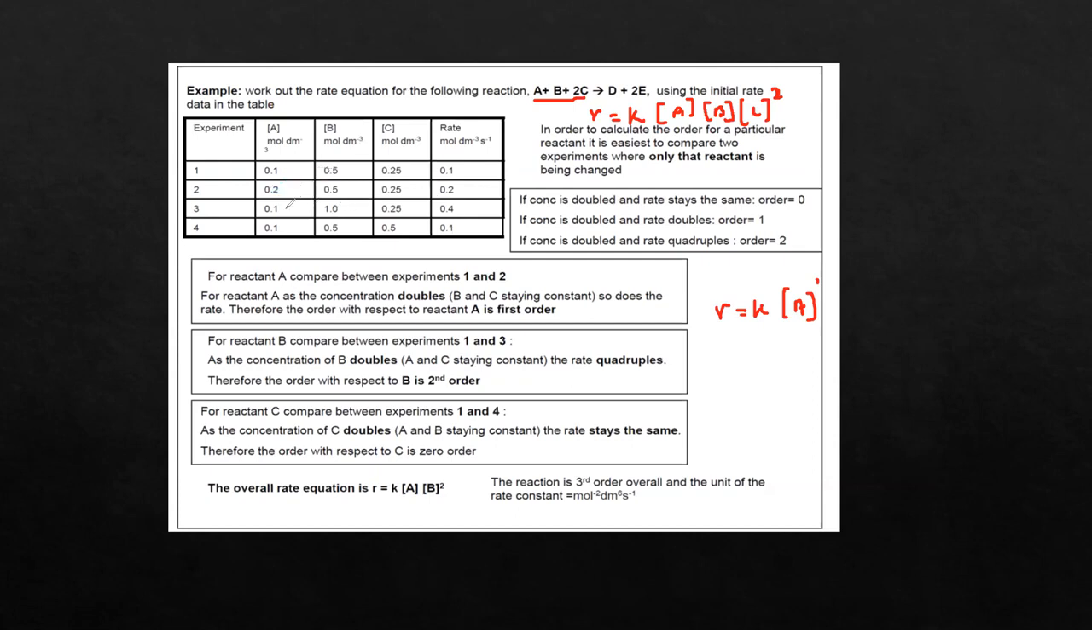Then we make this 0.1, we double this one. But we have to compare two results in which the other factors are the same. So we'll compare 1 and 3. And the rate, you can see for B, it's doubled. If we double the concentration, what happens to the rate? The rate becomes 4 times. So what is the order of this reaction with respect to B? If we double the concentration, the rate increases by 4, so it is second order with respect to B.